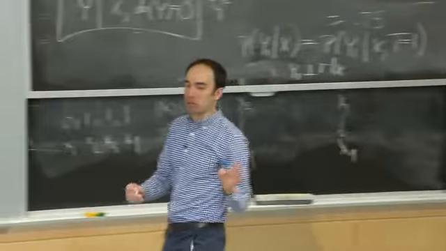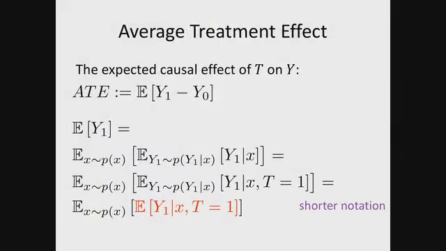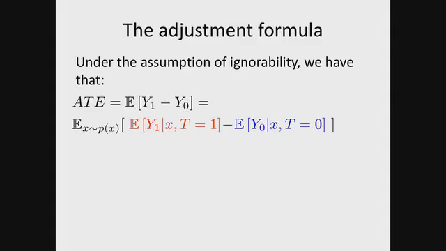But now we're in a really good place, because notice that, and here I've just used some shorter notation, I'm just going to hide this expectation. And by the way, you could do the same for Y0. Now notice that we can replace the average treatment effect with this expectation with respect to all individuals x of the expectation of Y1 given x comma T equals 1, and so on.